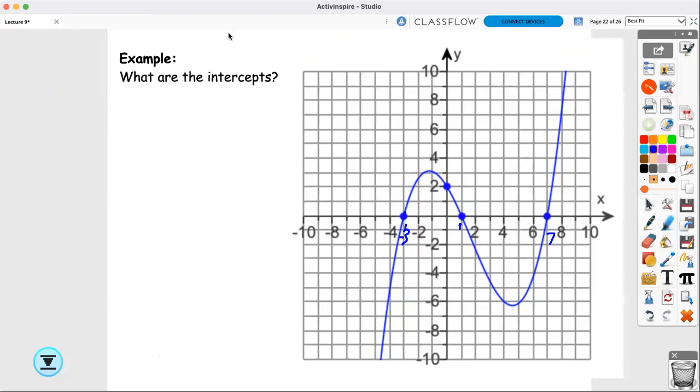All right, guys, look at this graph here. For the intercepts, remember, we want to look for x-intercepts and y-intercepts. For x-intercepts, how many times does this graph cross the x-axis? Go ahead and highlight them in yellow. That's 1, 2, and 3. So the first one is -3, 0. The next one is at 1, 0. And then the last one is at 7, 0.